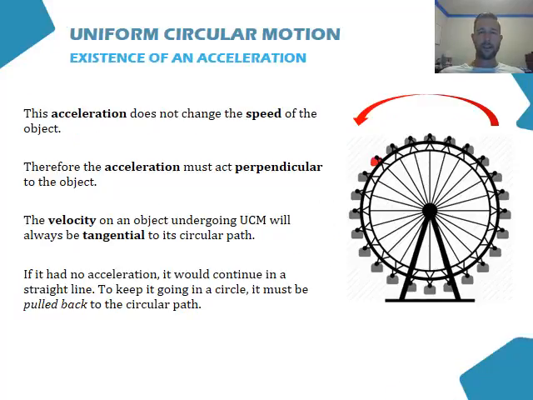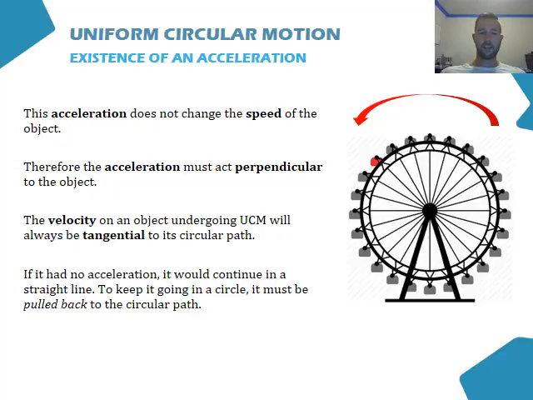So a couple of summary dot points on this slide. The acceleration does not change the speed of an object, so it doesn't change the magnitude of the velocity. The acceleration must act perpendicular to the object in this case when uniform circular motion is occurring. The velocity of the object undergoing uniform circular motion will be tangential in direction to the circular path.